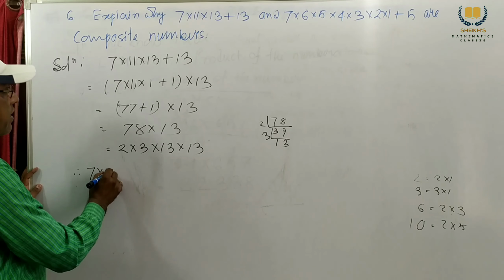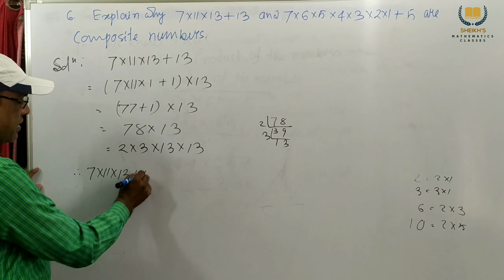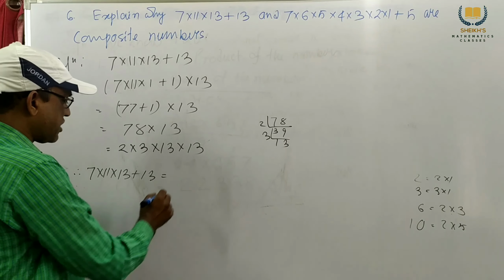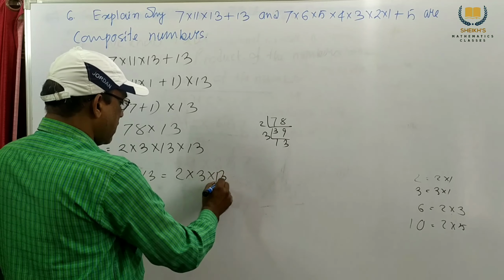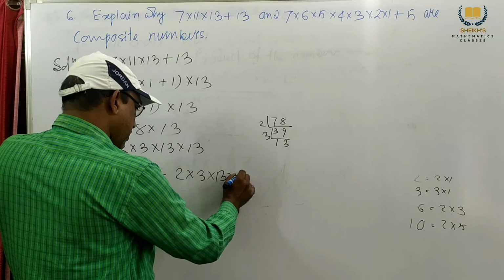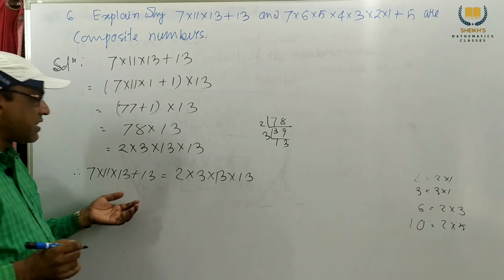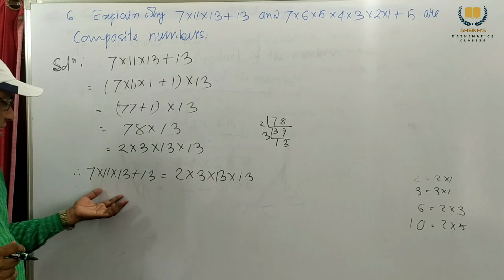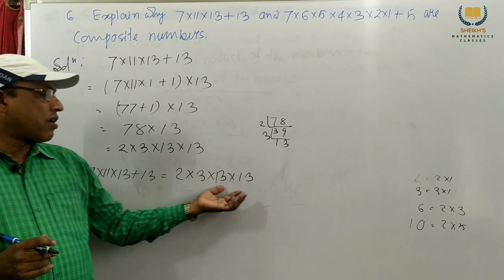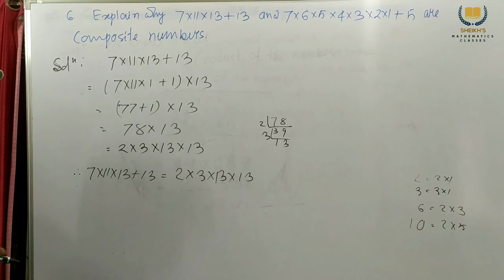Therefore, 7 into 11 into 13 plus 13 we can express in this way: 2 into 3 into 13 into 13. So obviously this is a composite number, equal to a product of prime numbers.